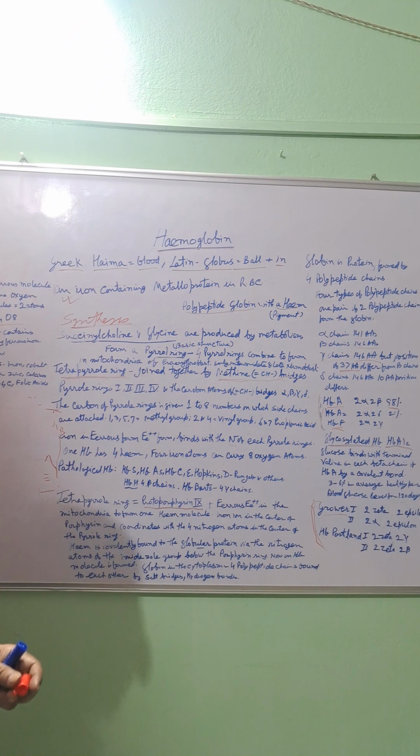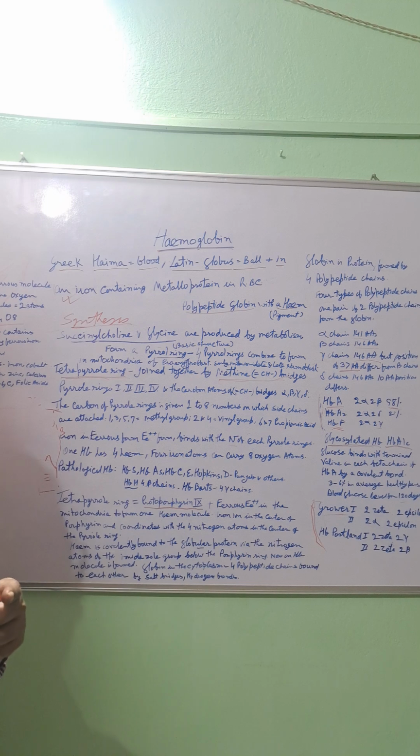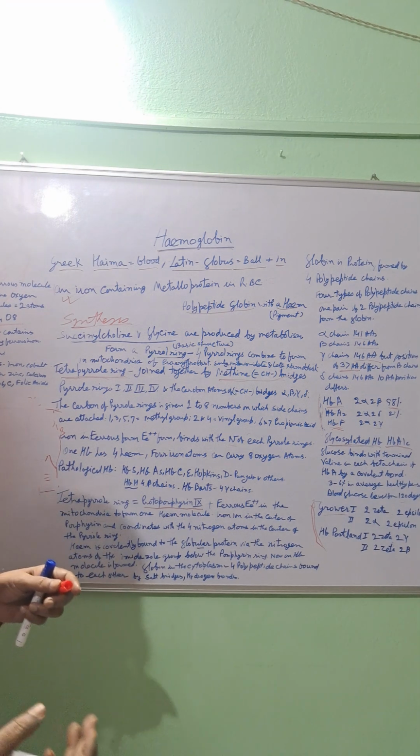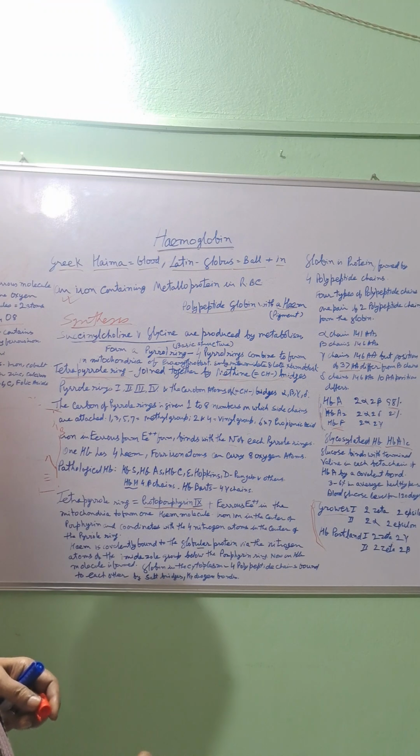What are the substances essential for hemoglobin synthesis? Protein is the basic one. Then metals: iron, copper, cobalt, nickel, zinc, calcium. These are trace elements but very essential for hemoglobin synthesis. Vitamin B6, vitamin C and folic acid are also essential for development and maturation of RBC and hemoglobin synthesis. These are the steps of synthesis of hemoglobin.